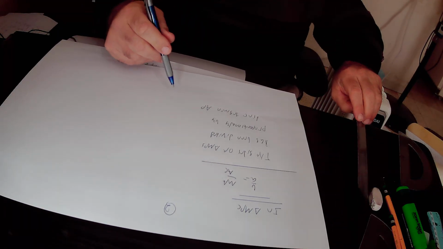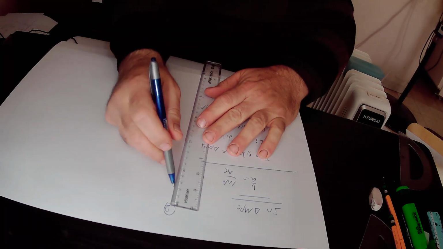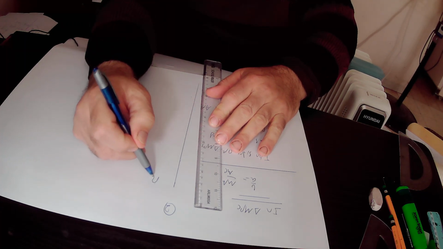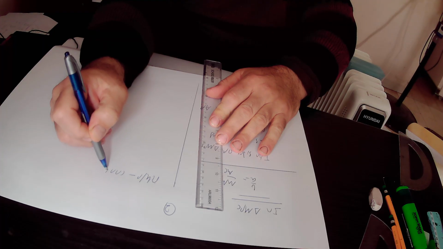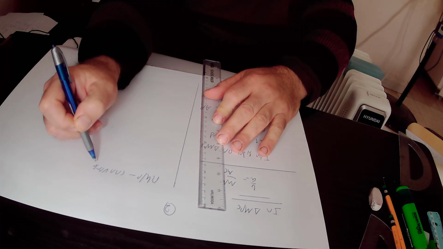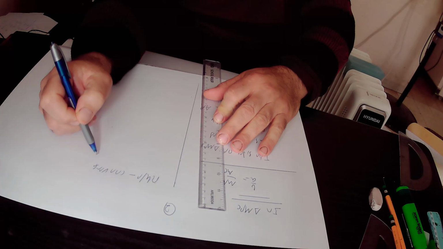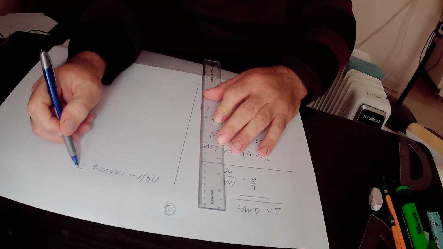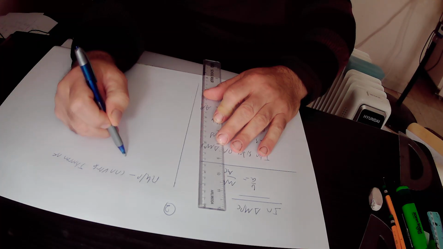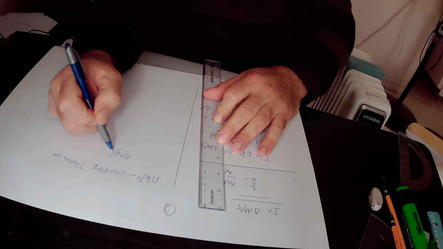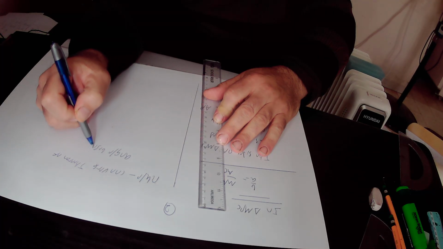According to rule 21, rule 21 is the converse theorem of the angle bisector theorem.